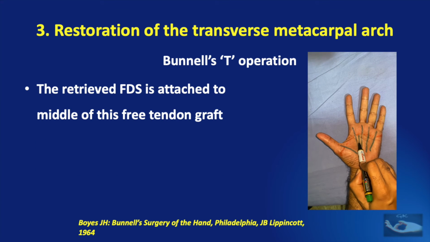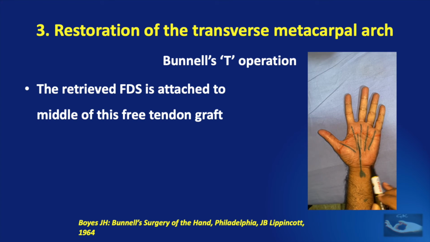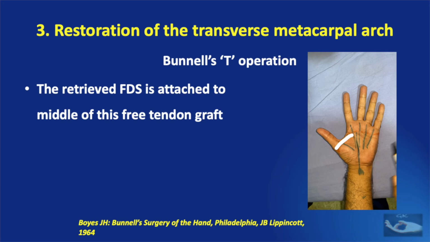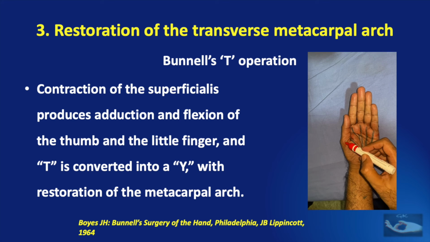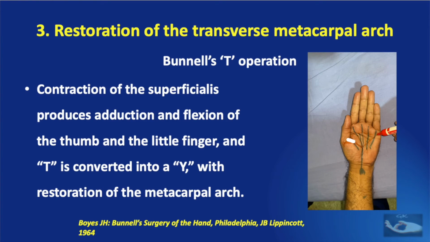Now, the retrieved flexor digitorum superficialis tendon is attached to the middle of this free tendon graft. After this attachment, it will now look like a T. The horizontal limb is formed by the free tendon graft and the vertical limb of the T is formed by the flexor digitorum superficialis tendon. When the flexor digitorum superficialis contracts, it produces adduction and flexion of the thumb and little finger, and the T that had been formed is now converted to a Y with restoration of the metacarpal arch.